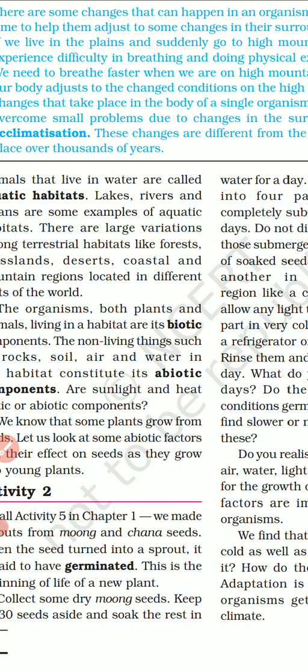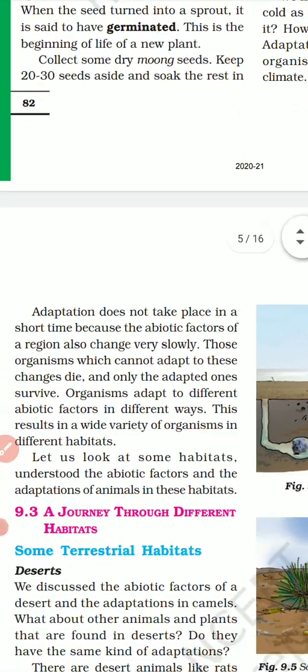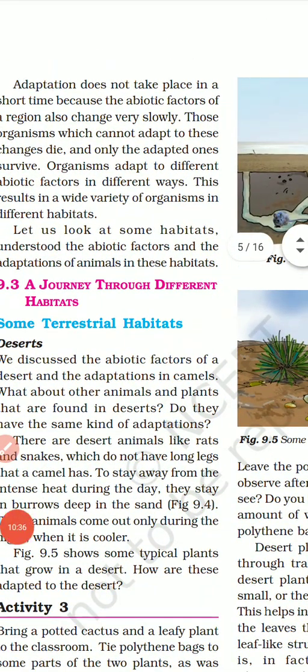So adaptation takes place over 1,000 years, right? There's a permanent change in the body. But acclimatization is a temporary change in the body due to the changes in the surrounding. Okay, so to overcome the changes in the surrounding, your body adjusts for some time. Temporarily it takes some time and it gets adjusted. All right, so that is called acclimatization. So acclimatization doesn't take 1,000 years, but adaptation takes thousands of years.